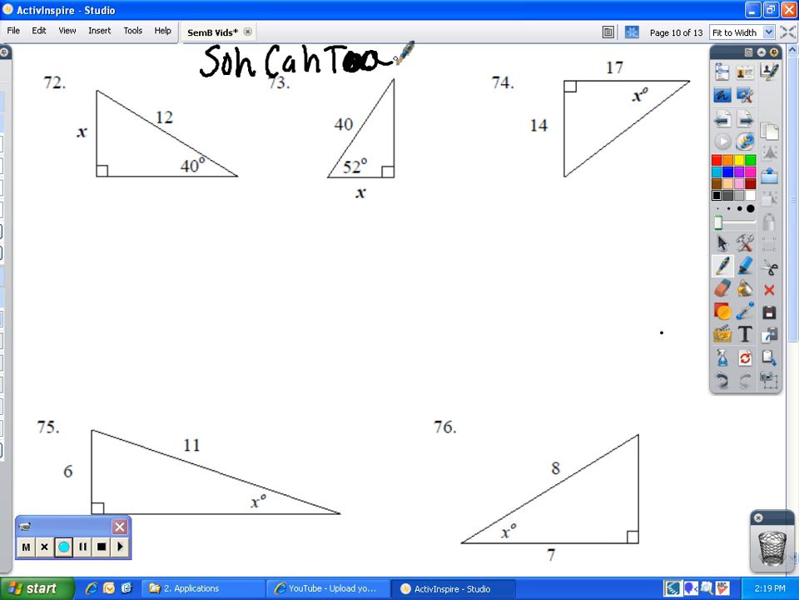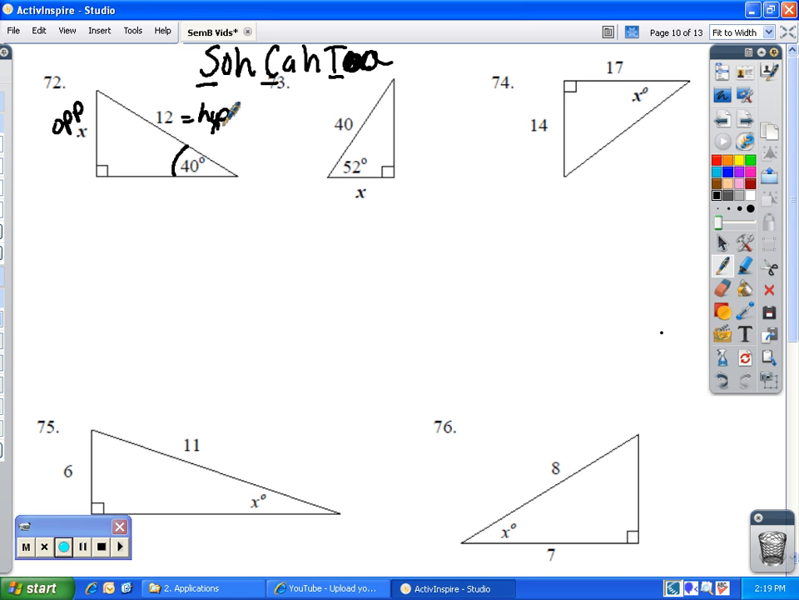SOHCAHTOA was our way for memorizing the three different trig functions, sine, cosine, and tangent, and what sides we needed to use to set them up. We talked in class about using a node chart, but I'm going to streamline that here. I'm always going to look for my angle first, and my angle here is 40 degrees. Across from 40 degrees would be the opposite side. Across from the 90 degree angle would be the hypotenuse. So I'm labeling right on the diagram.